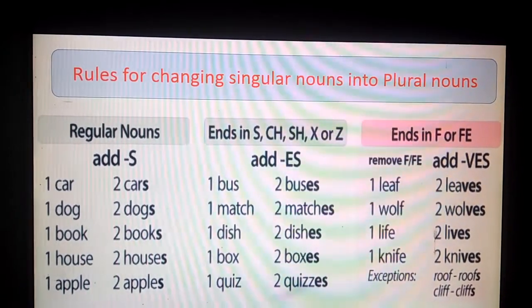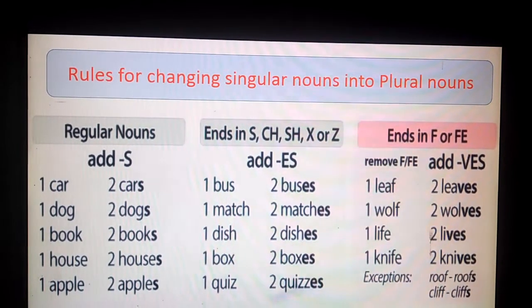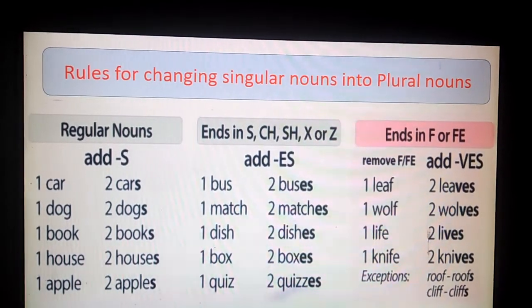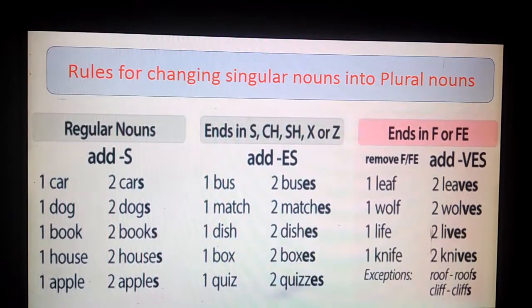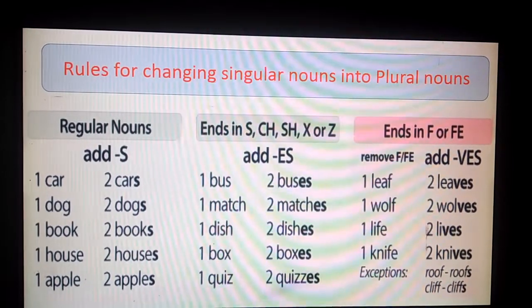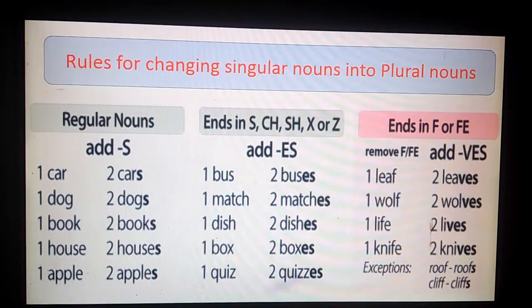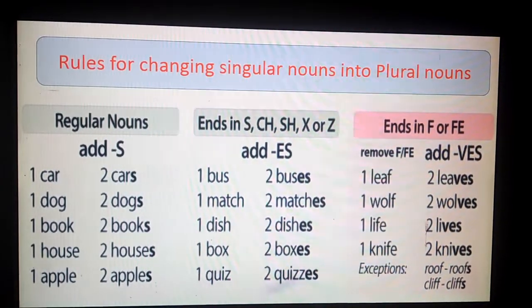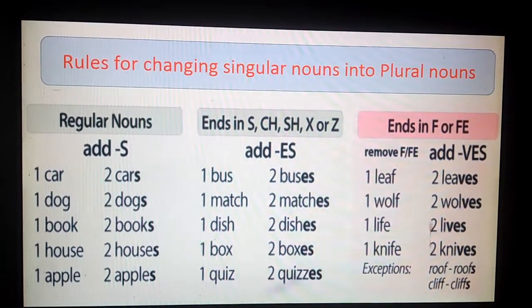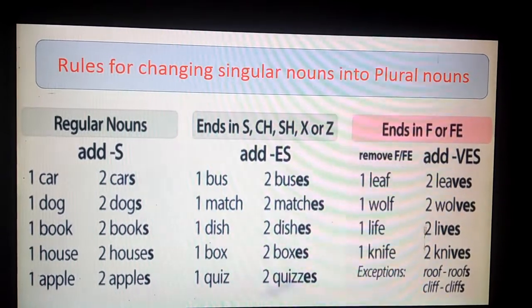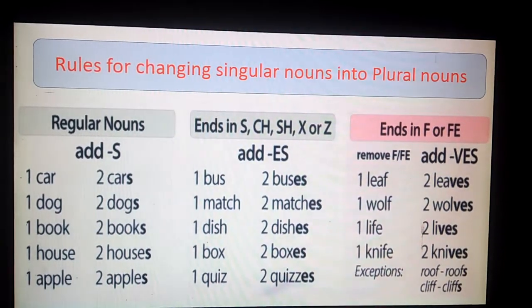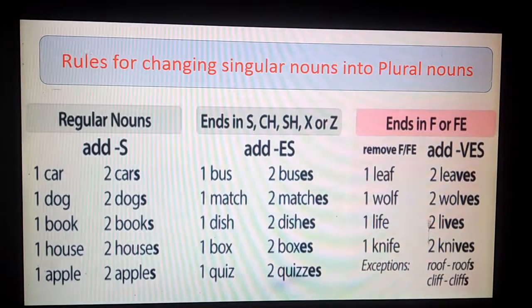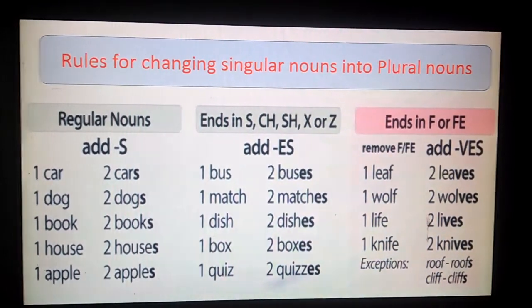And the example, one leaf, and the plural form, two leaves. We have to remove the f and add ves. One wolf, two wolves. One life, two lives. One knife, two knives. But this rule has some exceptions, and the exceptions are roof. The noun ends with f, but we cannot change it into ves, we add s only. And then another exception is cliff, and here also we have added only s. So these exceptions you have to remember.